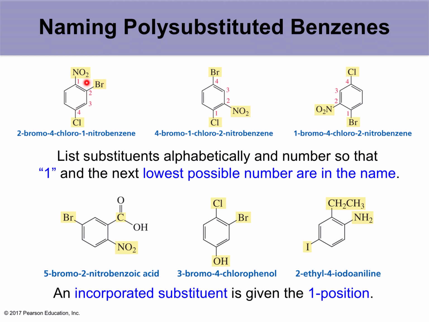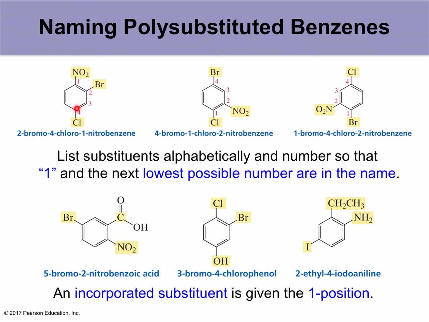For example, if you start from here giving 1 to NO2, you can go 1, 2, 3, 4. So the substituents get 1, 2, 4 numbering. But if you start from here giving this number 1, it would be 1, 2, 3, 4. So substituents get 1, 3, 4 numbers. But if you start from the way it is numbered right now, it would be 1, 2, 4. So that's why we prefer 1, 2, 4.